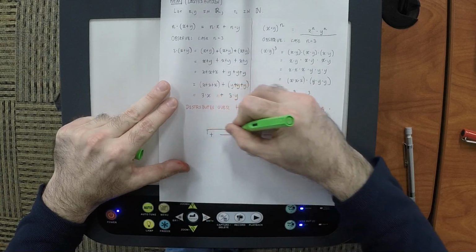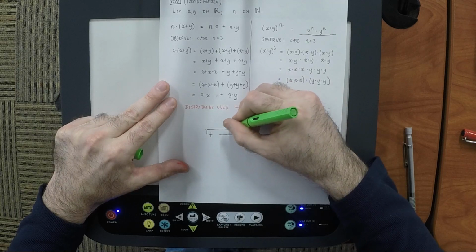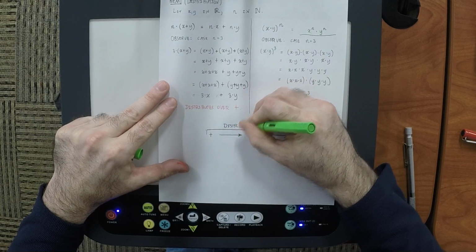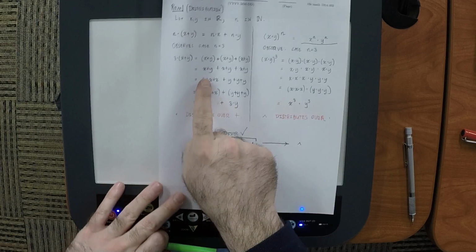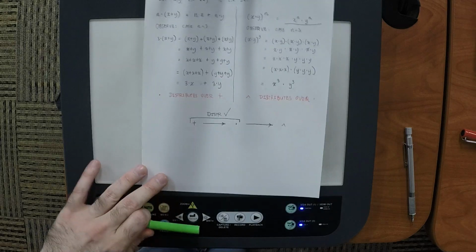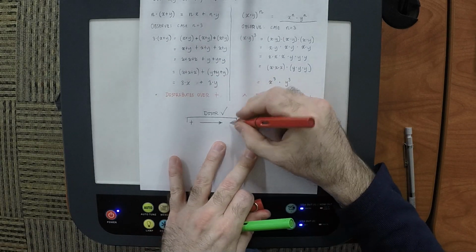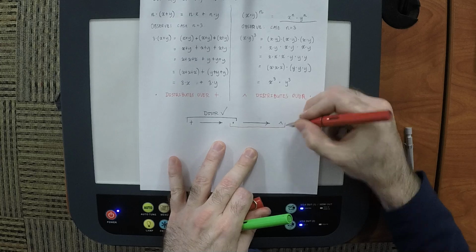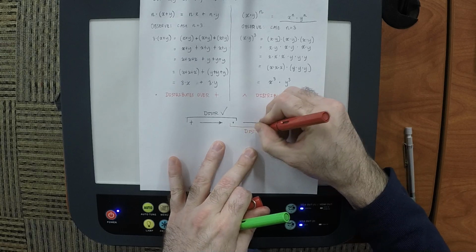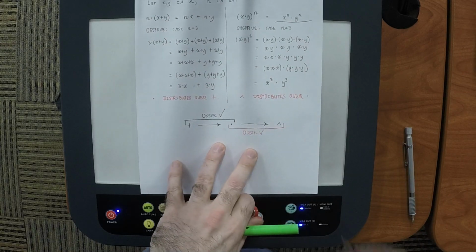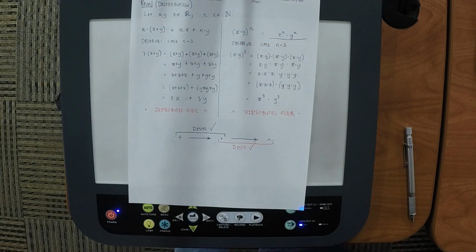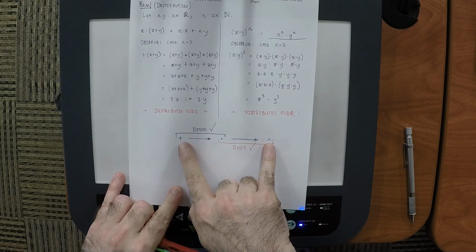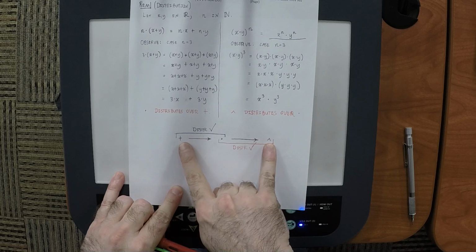Now, what I want you to observe is that we have a distribution rule for this pair. There's a distribution rule for that pair. It's right there. We have a distribution rule for this pair. It's right there. There is no distribution rule for these 2. There isn't one.